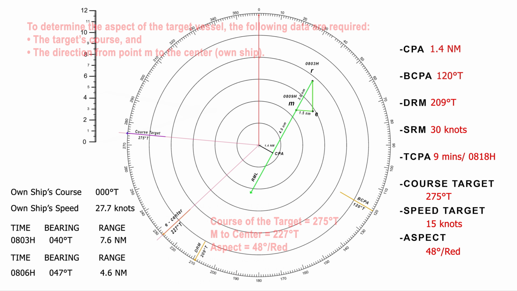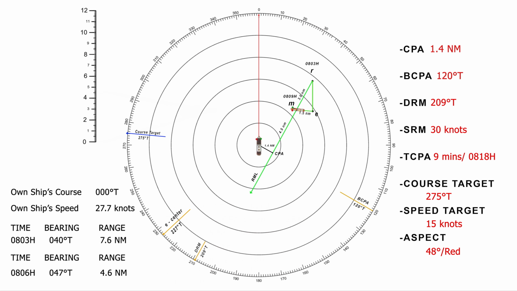In radar plotting, the red or green color designation of a target's aspect indicates which side of the target vessel, port or starboard, is visible to you, corresponding to their navigation lights. This helps determine the target's orientation and intended course at a glance.